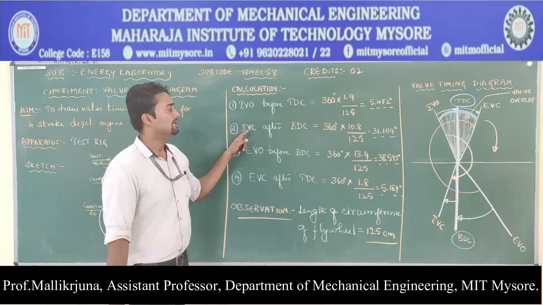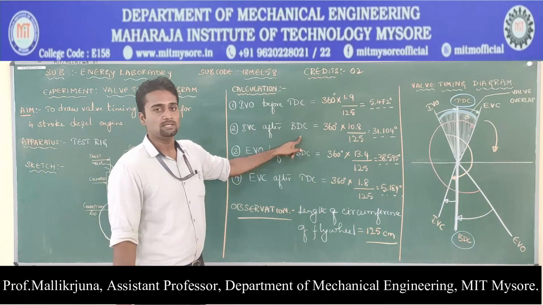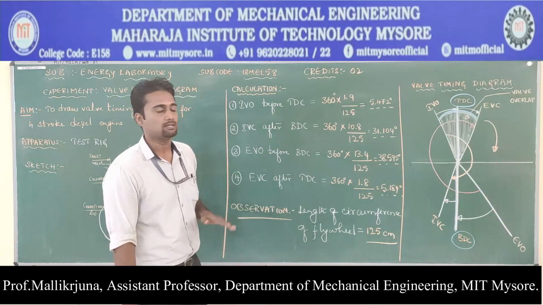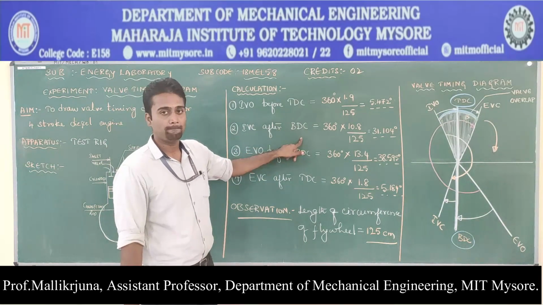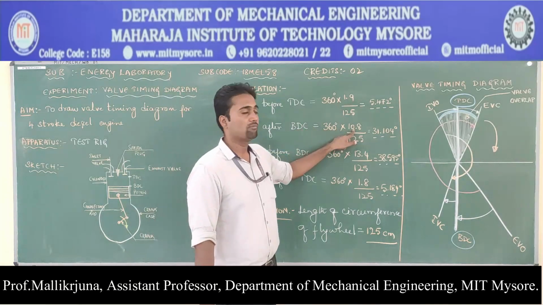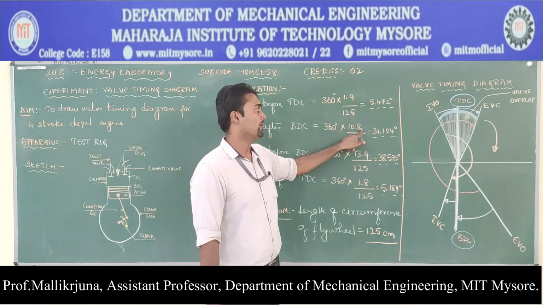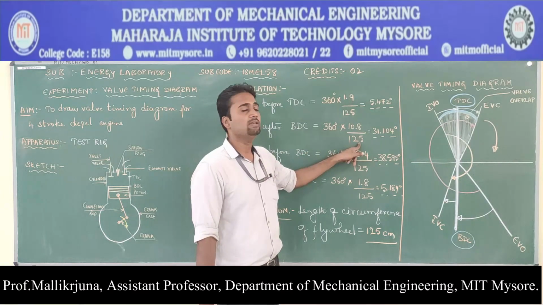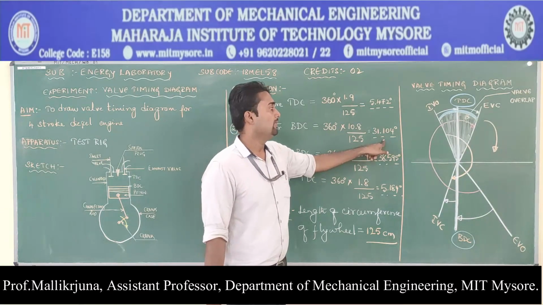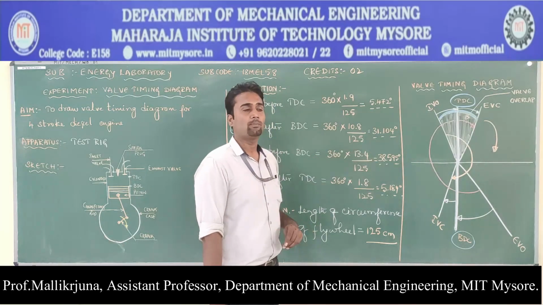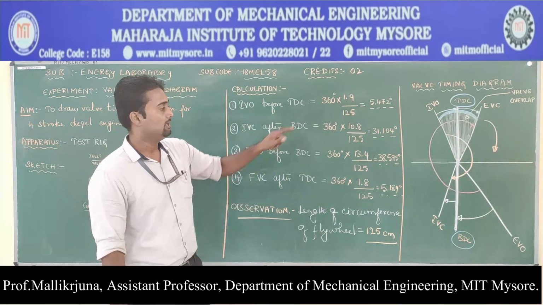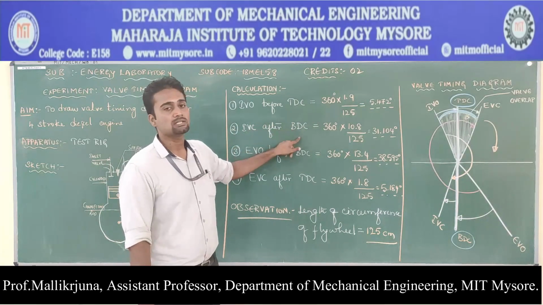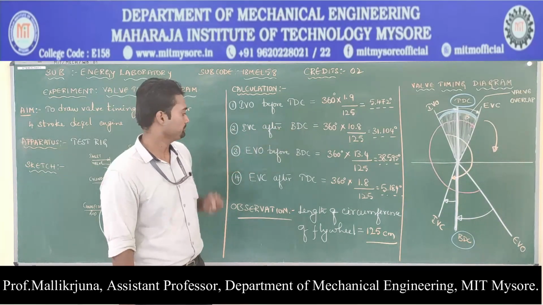Next thing is inlet valve closes after BDC. Here also the inlet valve is not closing exactly at dead center. It is closing after BDC. The value we have taken from the experiment is 10.8. If we multiply that by 360 degrees and divide the value by 125, the angle comes out to be 31.104 degrees. That is the angle at which the inlet valve closes after BDC.